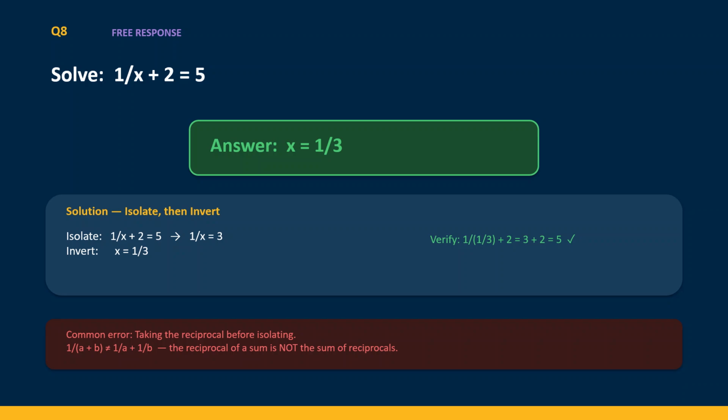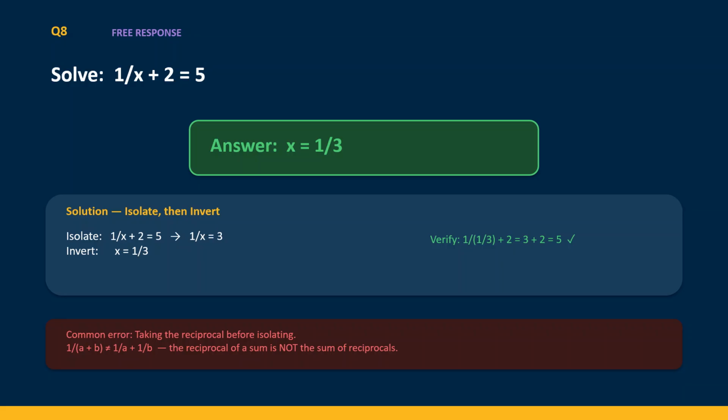This problem drills an important pattern that recurs in applications. When a rational expression appears as one term in a sum or difference, the first step is to isolate the rational term algebraically before clearing the denominator. A common error is to attempt the reciprocal operation before isolating, that is, to try to take the reciprocal of both sides while the additive constant is still present. This does not produce the correct result because the reciprocal of a sum is not the sum of the reciprocals. 1 over a plus b is not equal to 1 over a plus 1 over b.